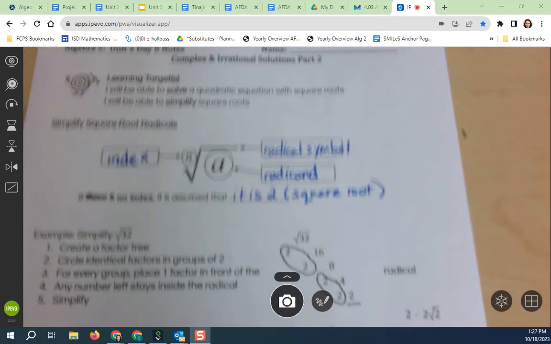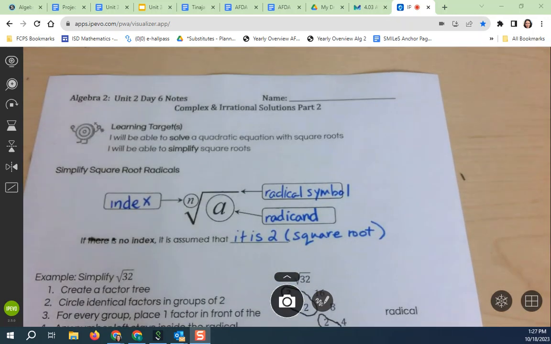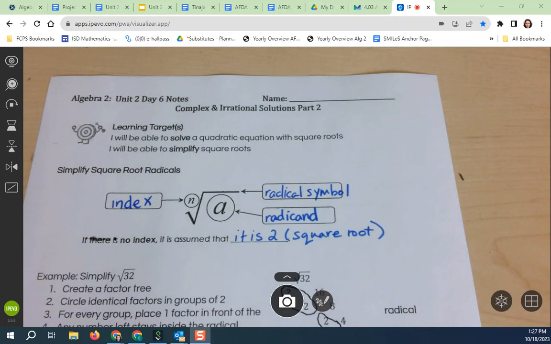All right, guys, last time we talked about some new numbers. We talked about complex numbers, imaginary numbers, and irrational numbers, right? And so we'll be dealing with those again today. We're just going to start off with a little bit of vocabulary about radicals.